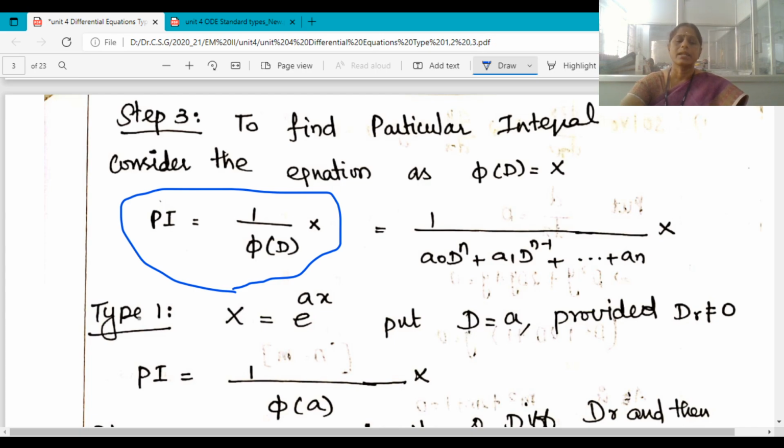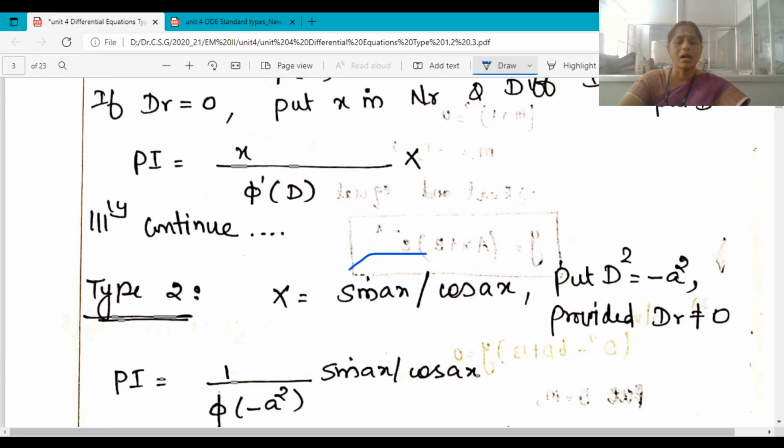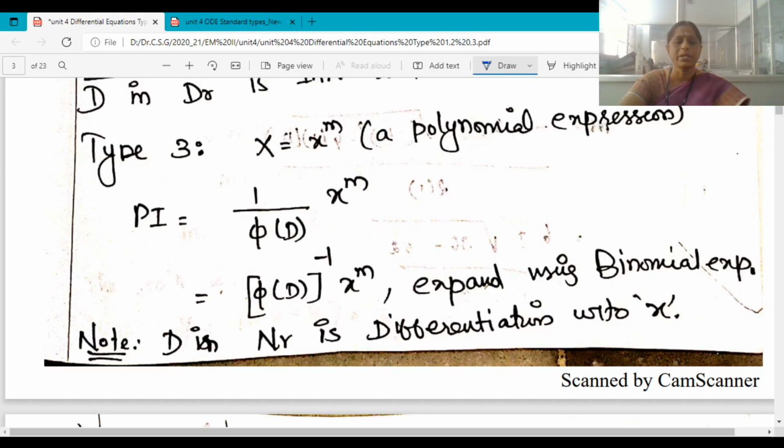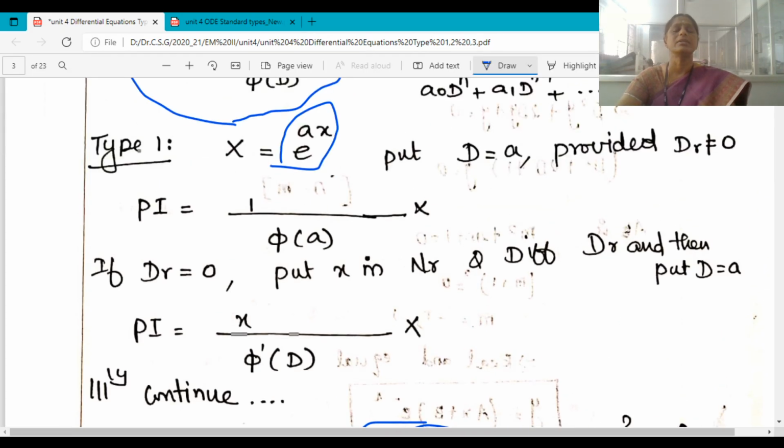And for the right hand side of the differential equation, there are three cases. The first one is exponential format, the second one is trigonometric format, and the third one is an algebraic or polynomial expression. So for each case you have to go by different methods to get the particular integral. Let us go with the first type.